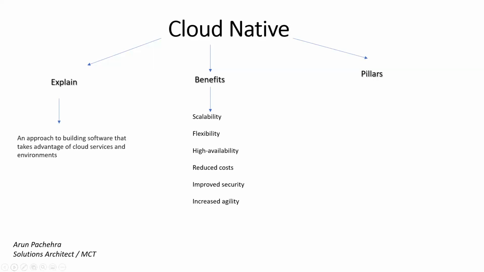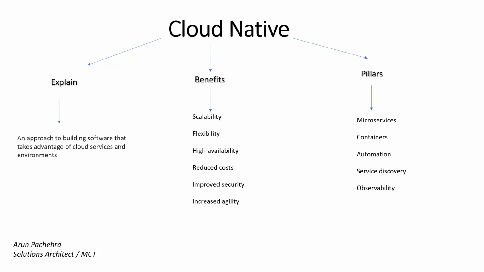Now let's quickly check what the pillars of cloud native applications are. I'm pretty sure you are familiar with them, but let's try to put it in perspective. Microservices: breaking down monolith applications into smaller, independent, and loosely coupled services that can be developed, deployed, and scaled independently. Containers: packaging software in lightweight, portable, and self-sufficient containers that can run consistently across different environments.